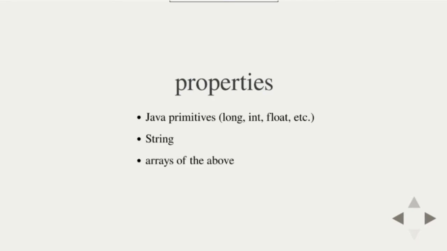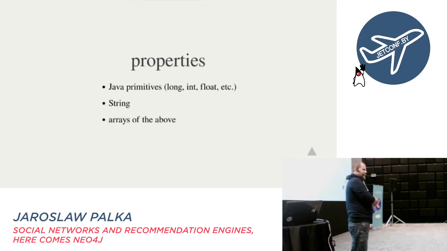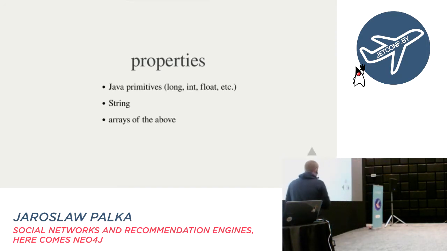What are properties? Basically, there are Java primitives: long, int, float. You can have strings, and you can have arrays of the above. Pretty, I would say, small set of data. You don't have date. You can't have objects, full-blown objects. It is all for speed. If you are not going to a party tonight, I can explain, and it will take a couple of hours, why they chose such a narrow set of data types. You can live with it. Believe me, you don't need date, you don't need objects.